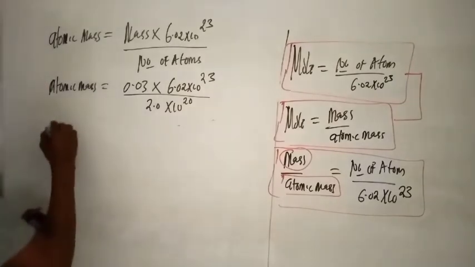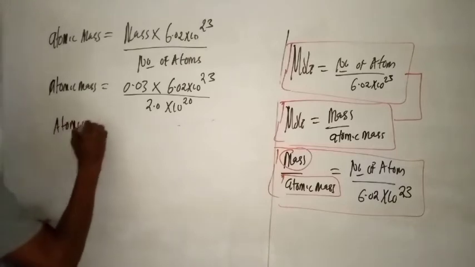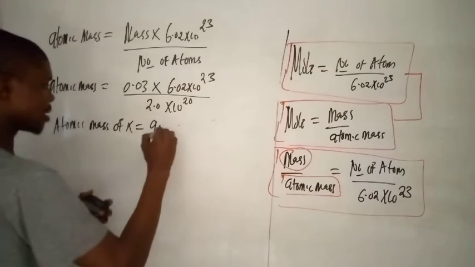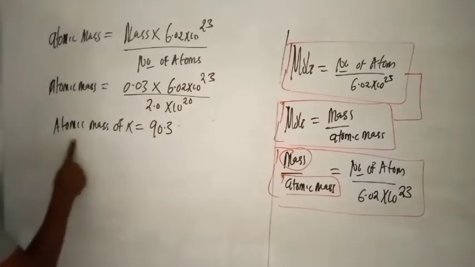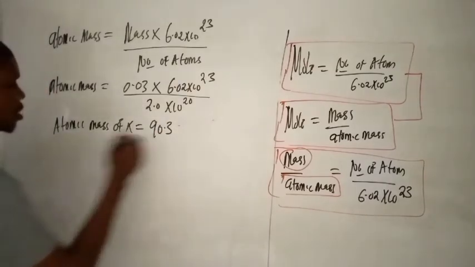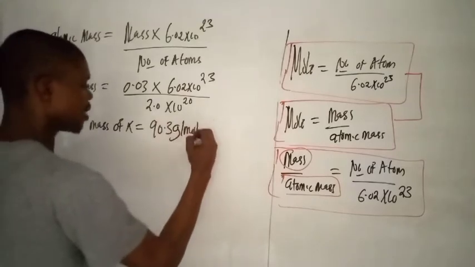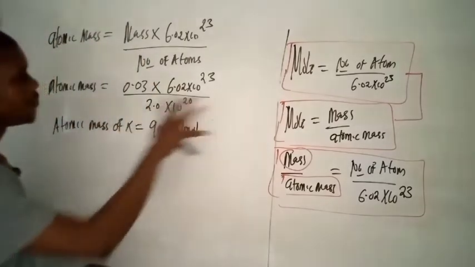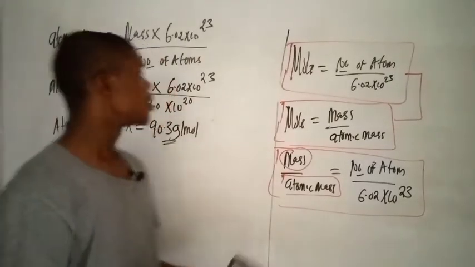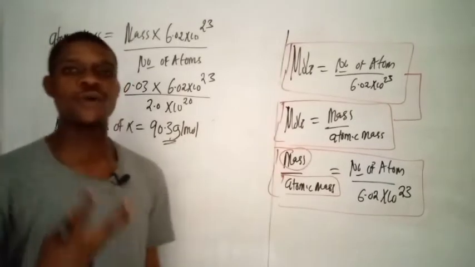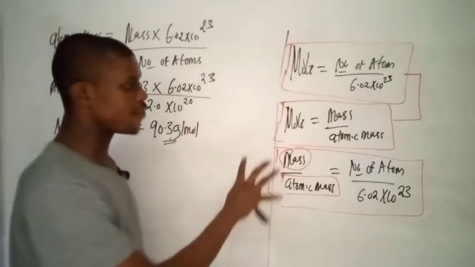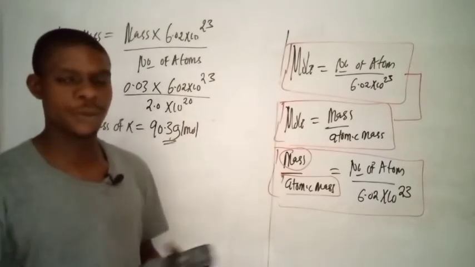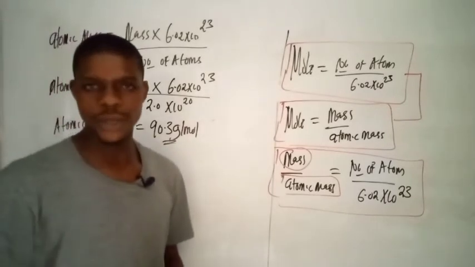Atomic mass is going to equal 90.3. Remember, the unit is gram per mole. So you can see how you can use the formula method to calculate mole concept. If you can master the 3 formulas I've given to you, and you understand the question, that's how you're able to solve it. Now let's do one more question.